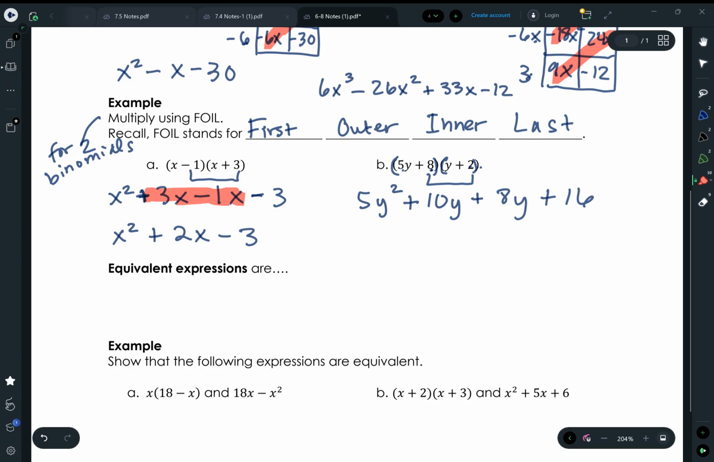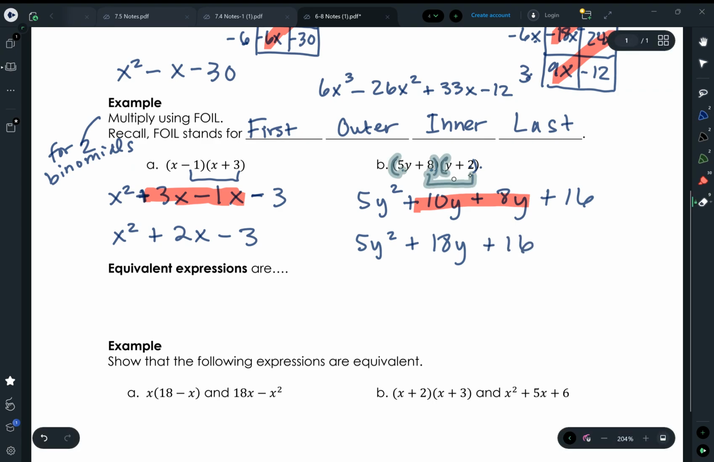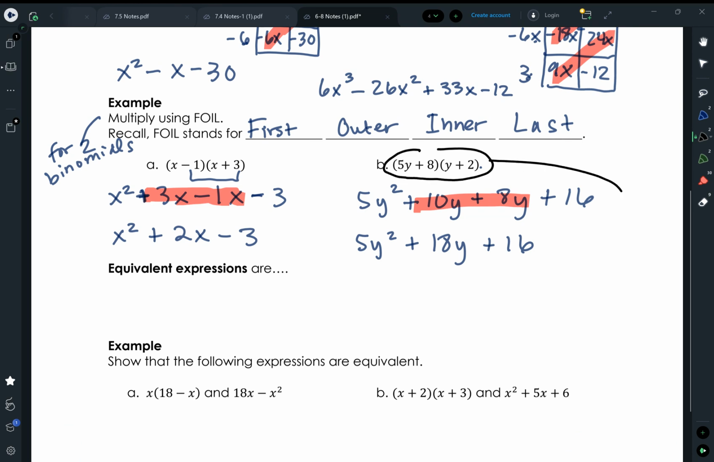And then once again, my middle terms are the ones that are my like terms. Like terms have the same variable and the same exponent. So I'm going to write 5y squared plus 18y plus 16. So I have what's called equivalent expressions, right? This 5y plus 8 times y plus 2 is the same as the expanded version. Those are equivalent expressions.